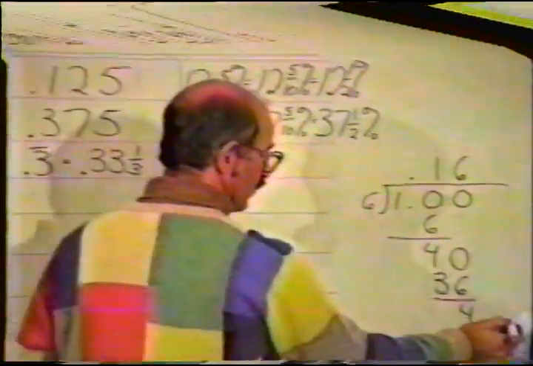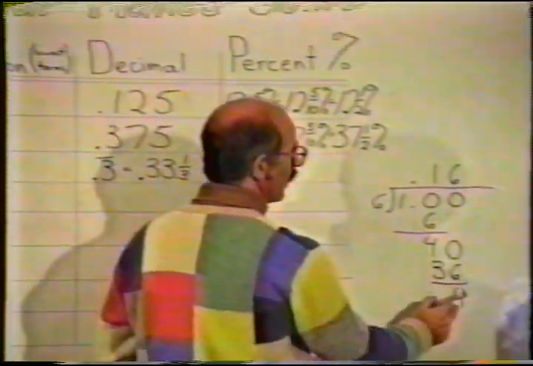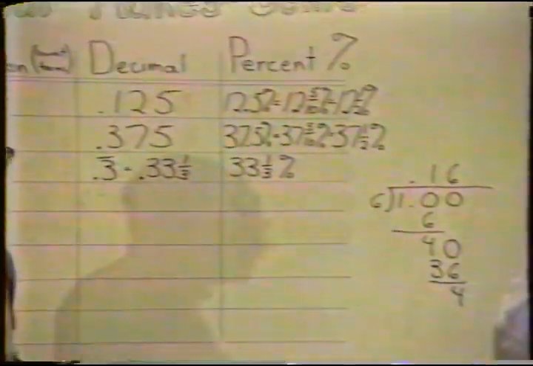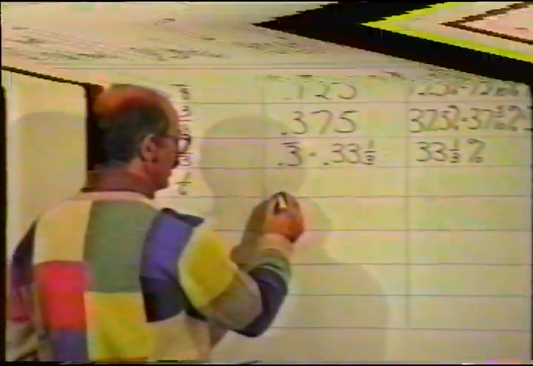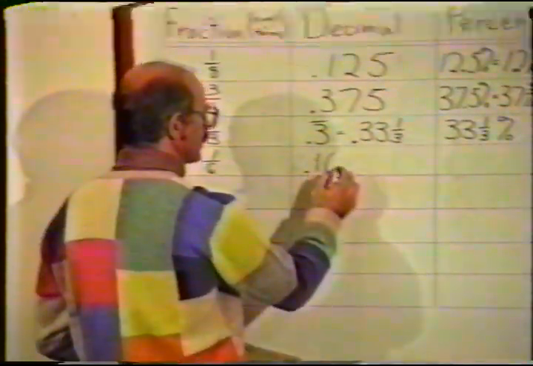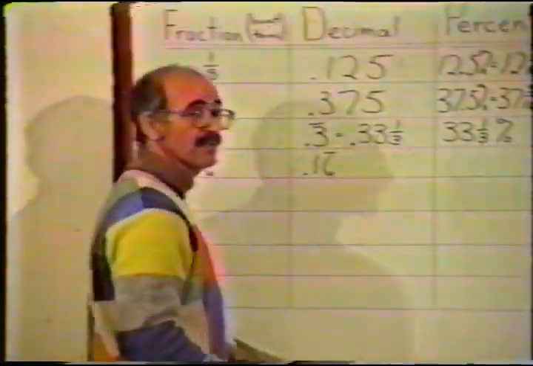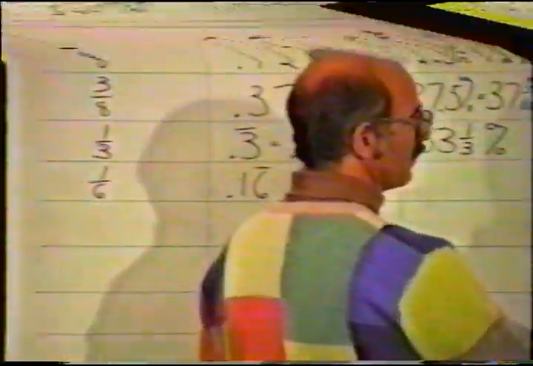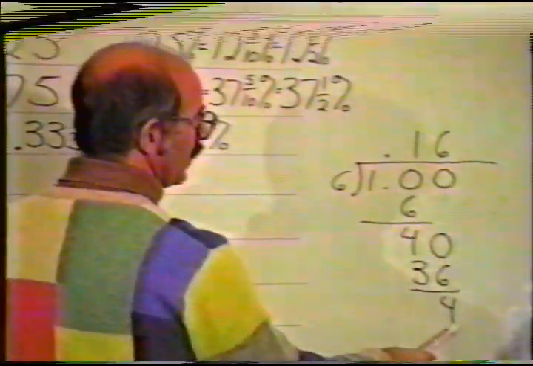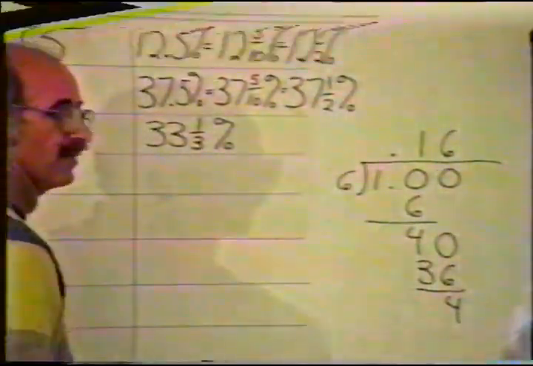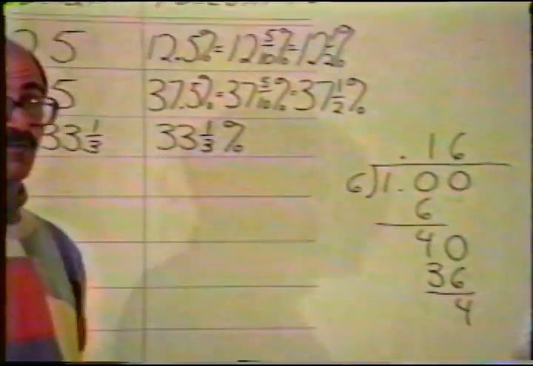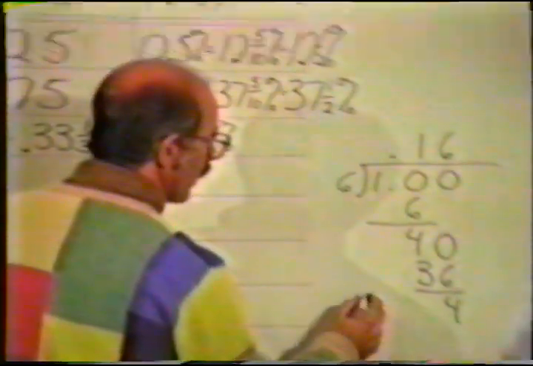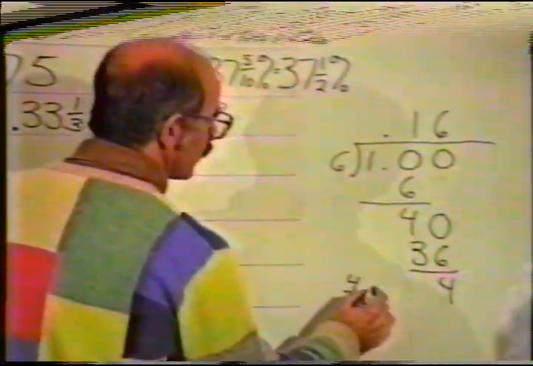We'll bring down another 0 and we'll have 6 into 40 again. The number that repeats is the 6. So we have to write it as 0.16 with a line over the 6, because only the 6 is repeating. Again, we're just going to carry out this division to 2 places and make a fraction out of the remainder. There are 4 left over. 4 what? 4/6. But before I write it there, I think I'd like to reduce it.